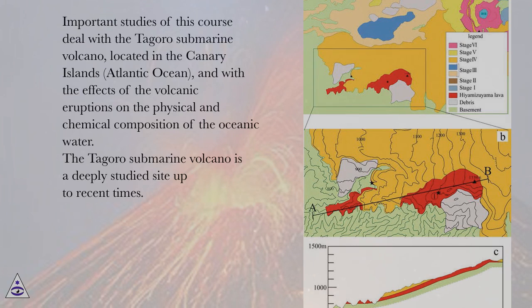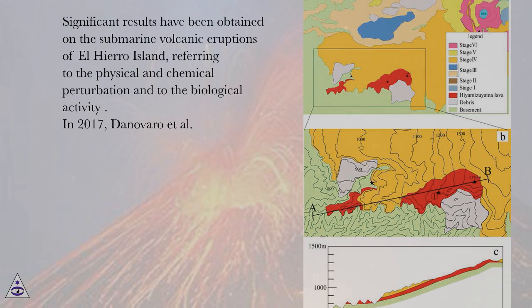Important studies of this course deal with the Tagoro submarine volcano, located in the Canary Islands, Atlantic Ocean, and with the effects of the volcanic eruptions on the physical and chemical composition of the oceanic water. The Tagoro submarine volcano is a deeply studied site up to recent times. Significant results have been obtained on the submarine volcanic eruptions of El Hierro Island, referring to the physical and chemical perturbation and to the biological activity.